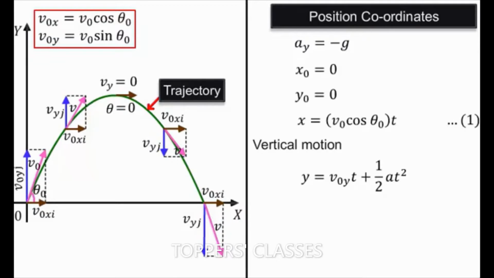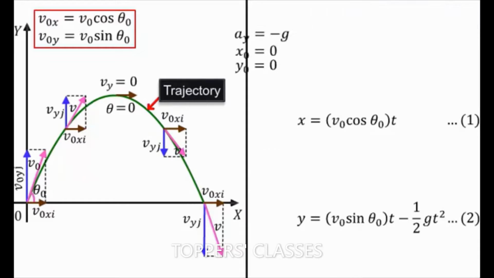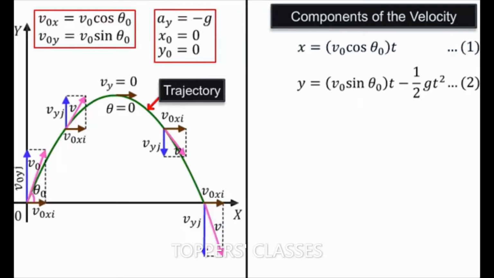Now, we can write the components of the velocity of the projectile at any time t. Vx is equal to v0x, which is equal to v0 cos theta 0, as the horizontal component Vx always remains constant. As the vertical component of the projectile has acceleration equal to minus g, it keeps on changing with time. Hence, Vy is equal to v0 sin theta 0 minus gt.